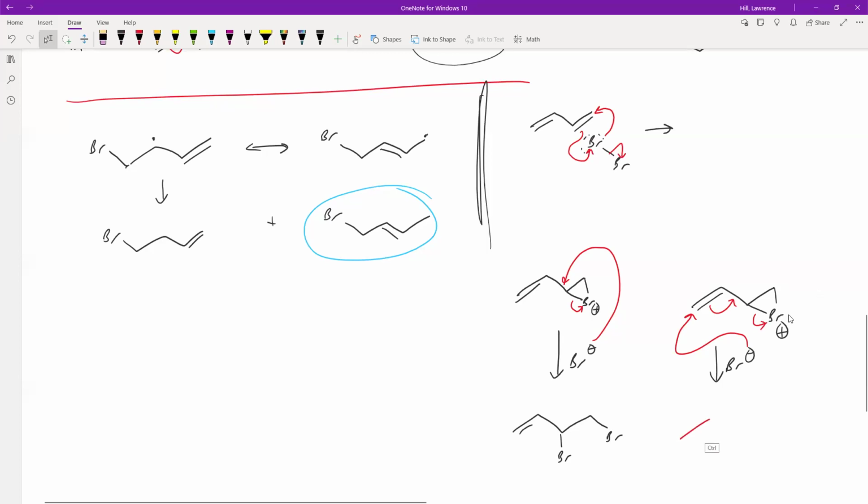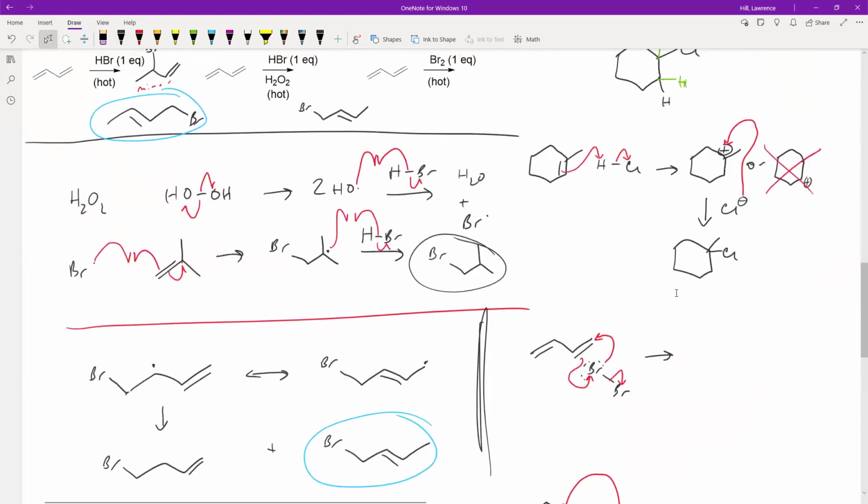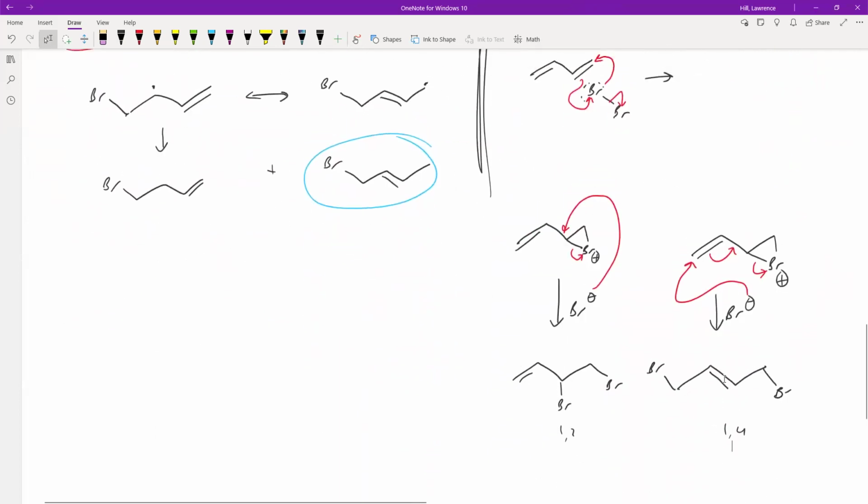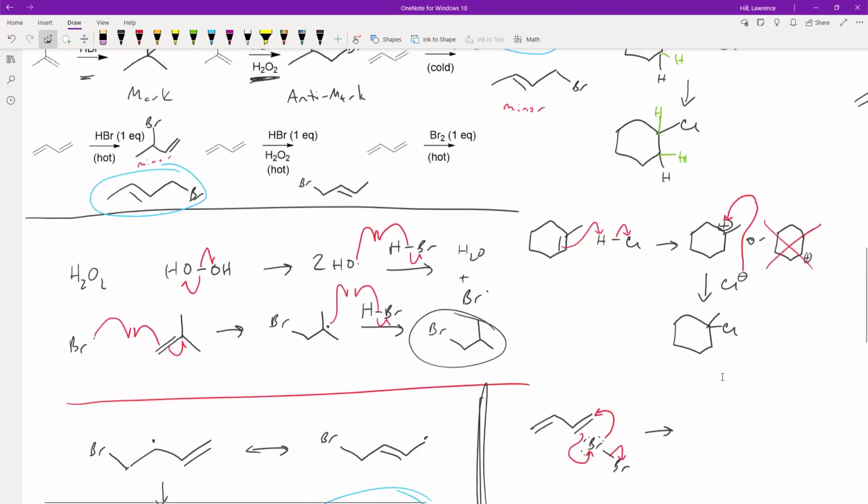And so here we've added bromine to this side, and we have bromine at this position. So that's how we get 1,2 and 1,4 addition. This is our 1,2. This is our 1,4. The question gave us the hot condition, so we're expecting to get more of the 1,4 product and less of the 1,2 product.